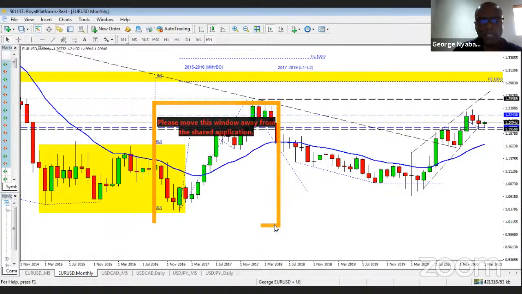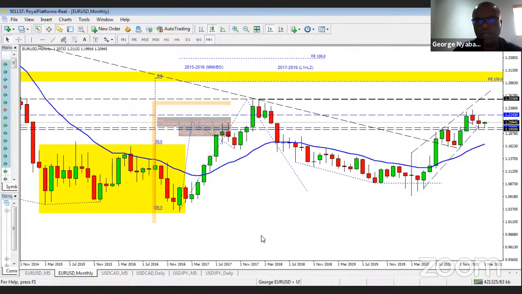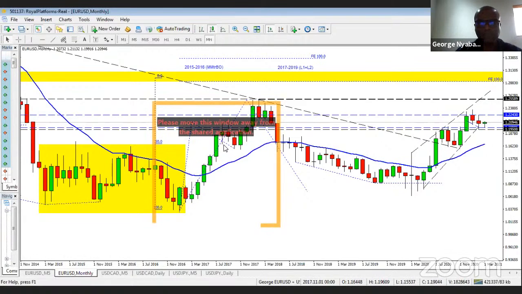There is a window that keeps popping up, which is blocking my view. I don't know if it's blocking your view. Let's see. Floating it. Okay, I'll leave it here.